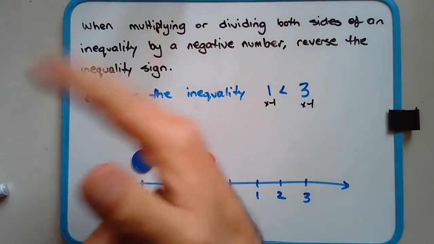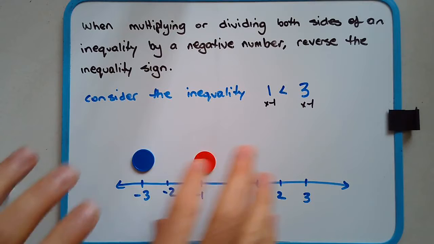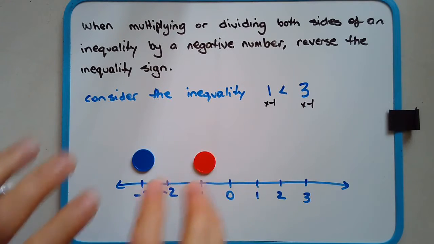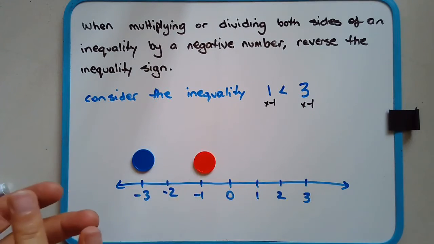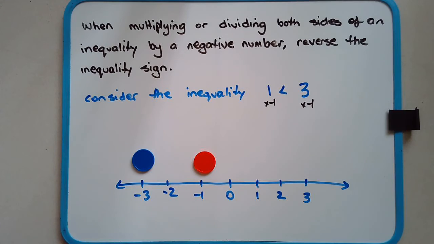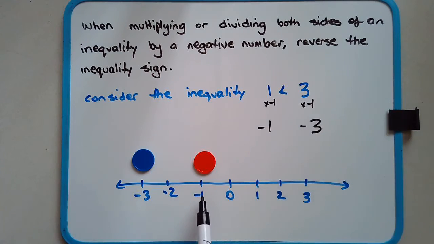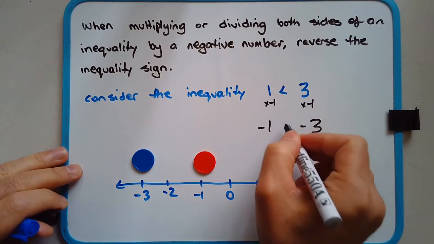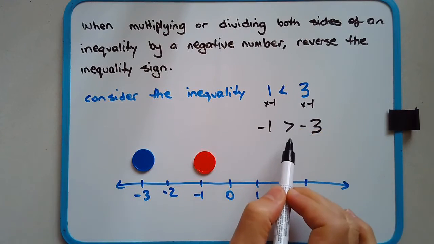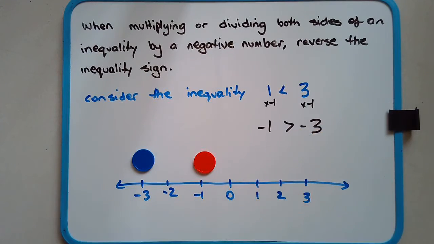But in doing so, the order of the counters, or the order of the values, switches as well. So we end up with a situation of negative 1 and negative 3. It's very clear that negative 1 is in fact greater than negative 3. So the inequality sign has to flip.